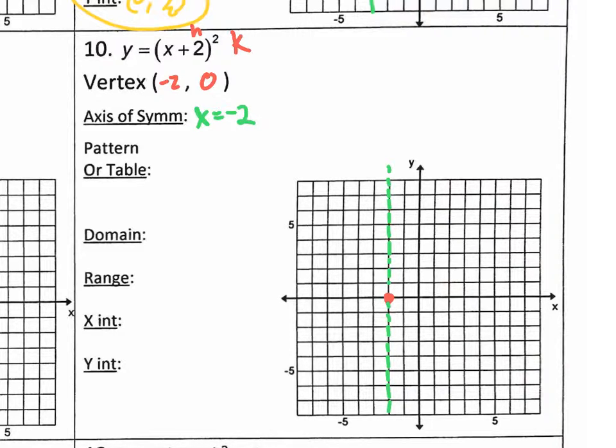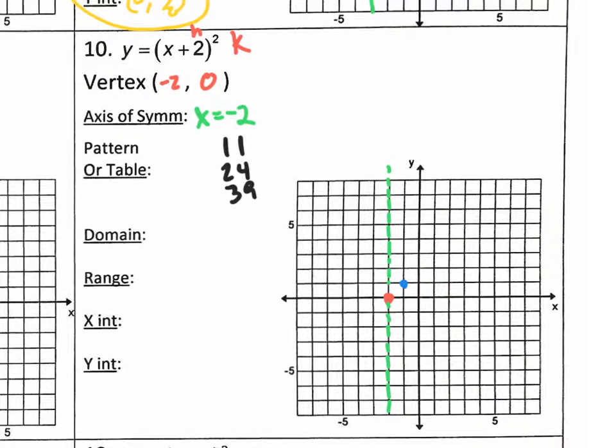How about a pattern or a table? Pattern is really easy, especially because the a value is 1, which means you can use 1, 1, 2, 4, 3, 9. So from the vertex, I'm going to go 1 over and 1 up, or 1 over and 1 down? Tell me. Up. Why? Because the a value is positive, so I'm going to go 1 over and 1 up. Let's put a dot right there.